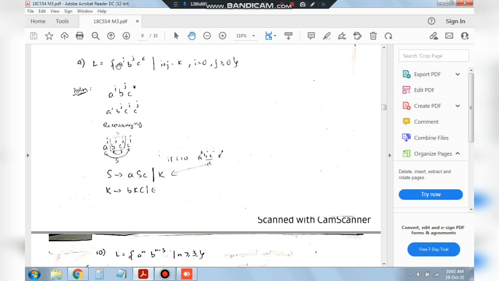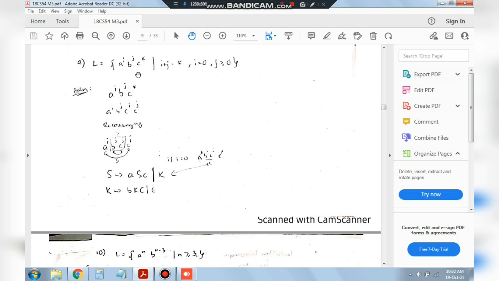Moving on to the next one, we have a power i, b power j, and c power k, and the condition is i plus j is equal to k. So how many a we have, that many c should be there, and how many b we have, that many c should be there. Okay, so we can rearrange this as a power i, b power j, and c power k.